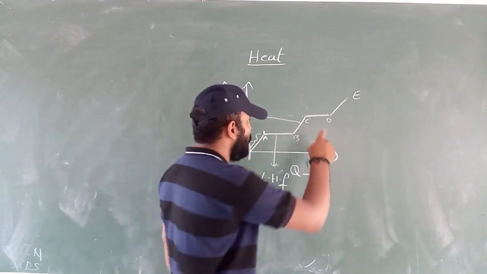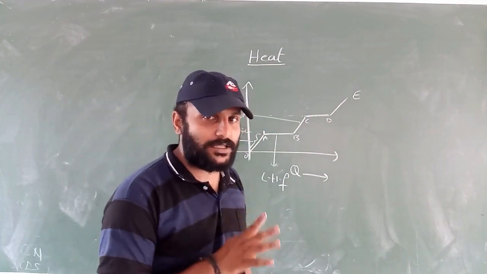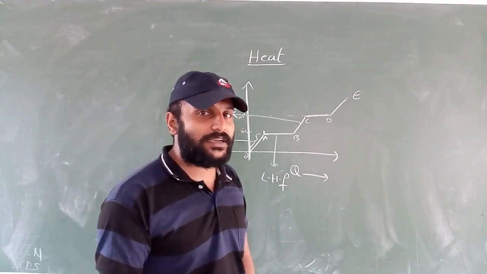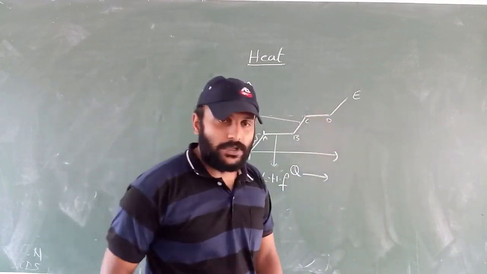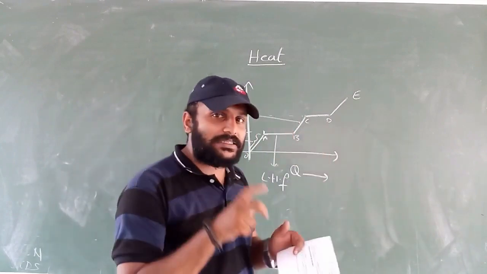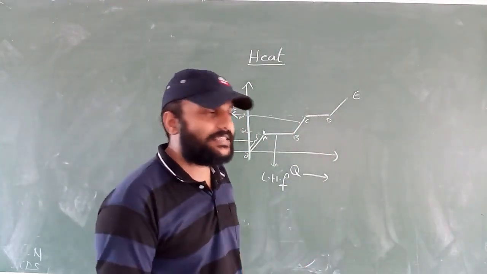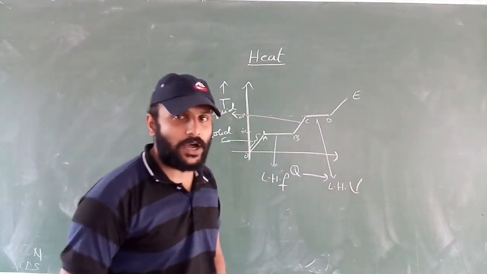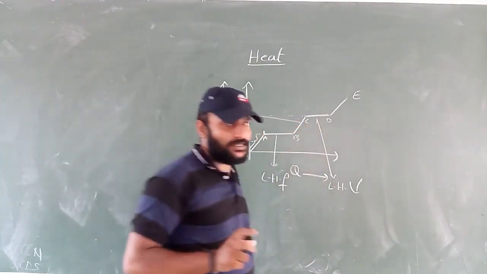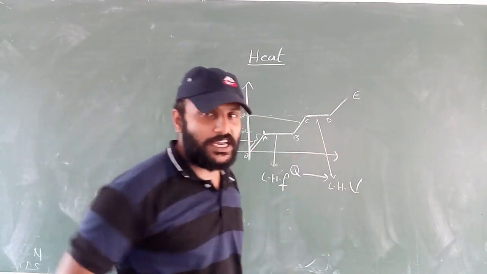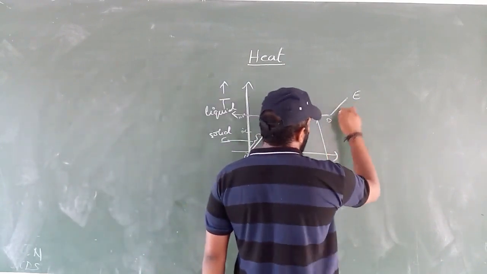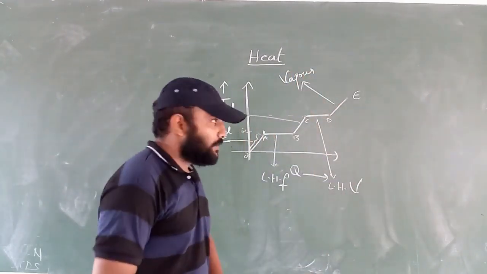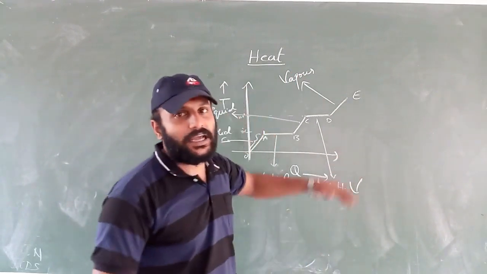Once the water reaches 100 degrees Celsius, even though we are providing heat energy, the temperature is not changing. The energy is utilized by the object to change its state from liquid to gas. That is called the latent heat of vaporization. That is the reason the temperature is not changing even though we are giving heat energy. Then from D to E, this part is called the vapor state, where providing heat energy changes the temperature again.